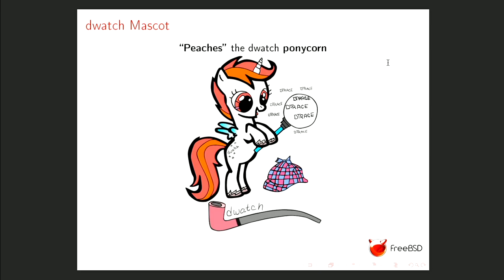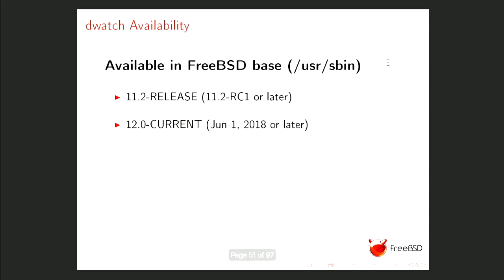So this is my mascot for DWatch. It's a younger ponycorn, and she's got a magnifying glass, and she's looking at dtrace. It allows her to see dtrace better. And she's got some Sherlock accessories, because she's really into sleuthing out stuff.